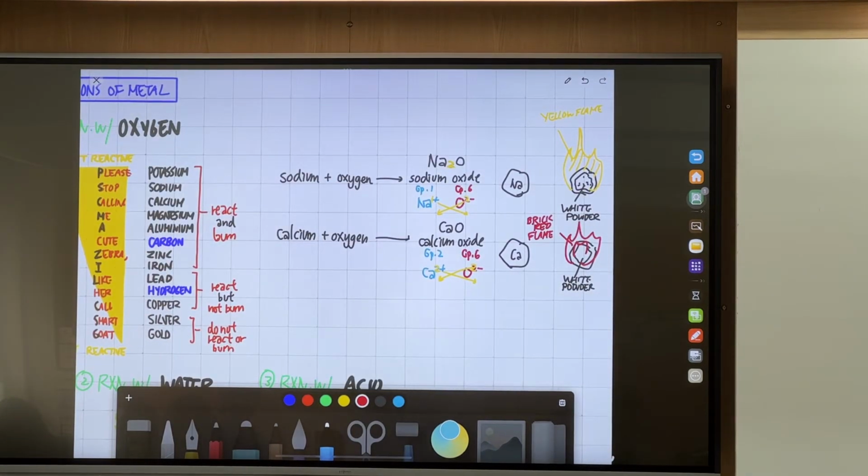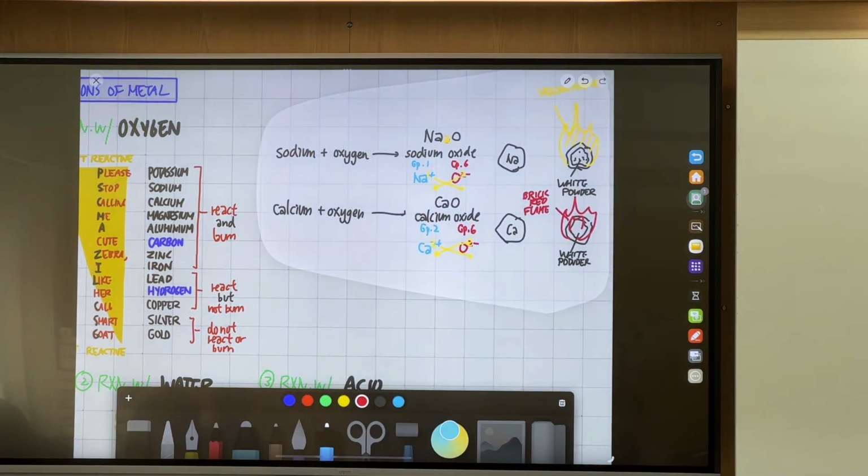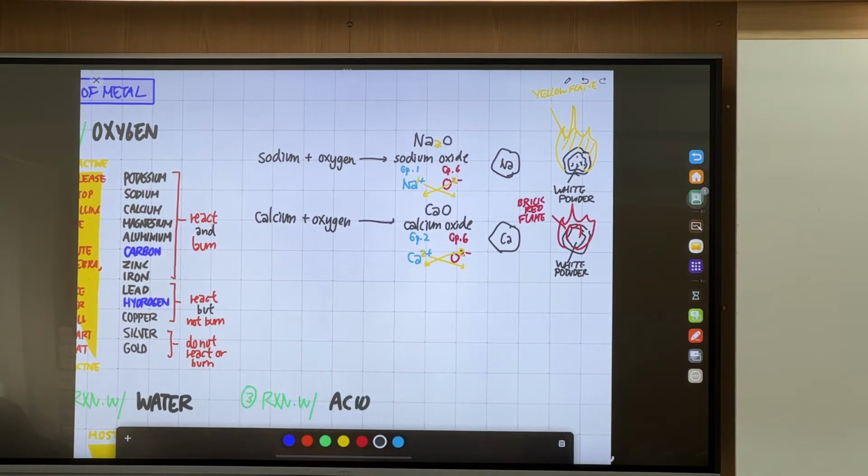Now what about a metal that is less reactive, like copper? Copper is special. While copper compounds burn with a bluish green flame, when copper metal burns, it forms a black oxide. This is new, so you may want to put a star here on the right. So, copper oxide.